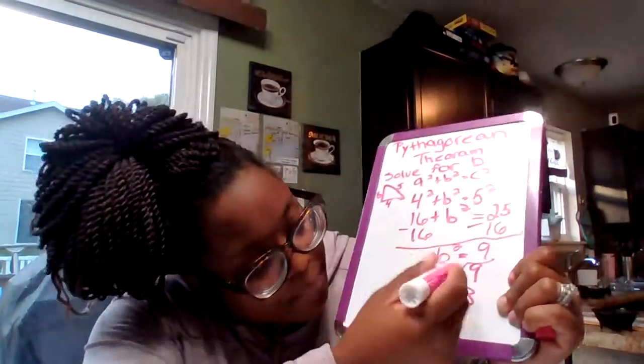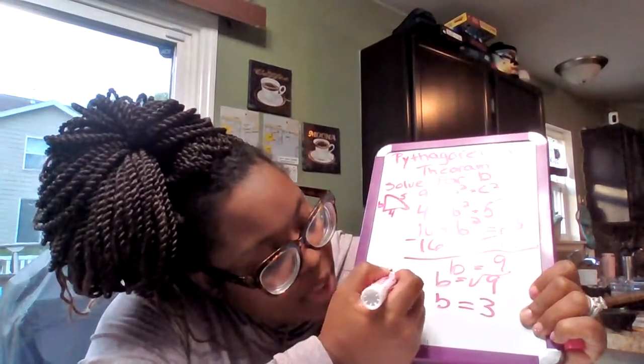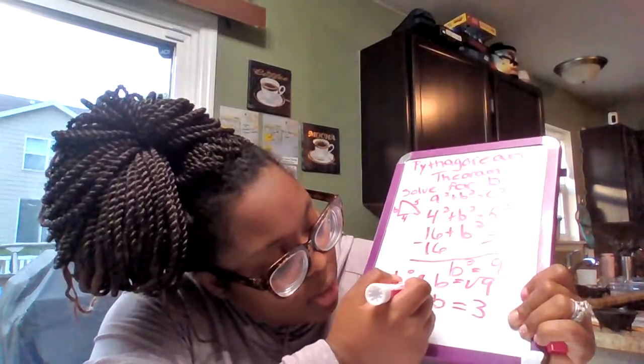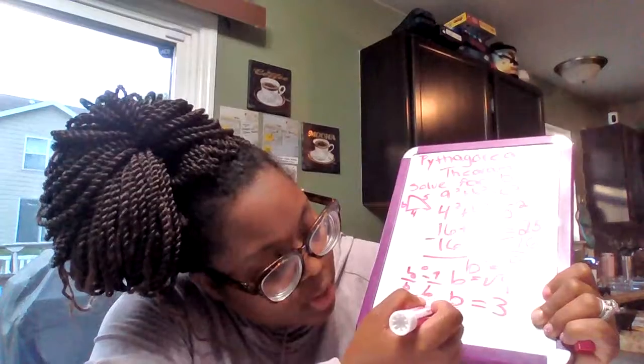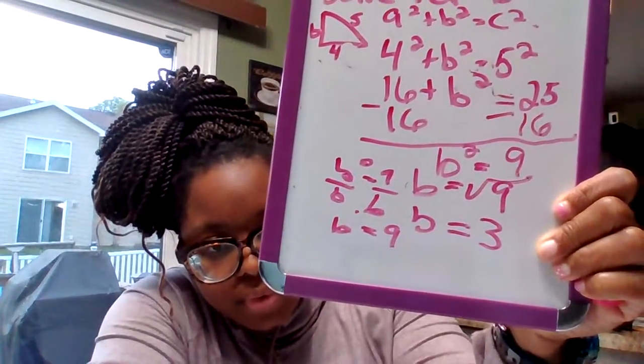To isolate that b from right here, what we did was we started with b squared equals 9. The square root takes out the square, so it's going to be b equals the square root of 9. Everybody see that? That's how we got the b by itself.